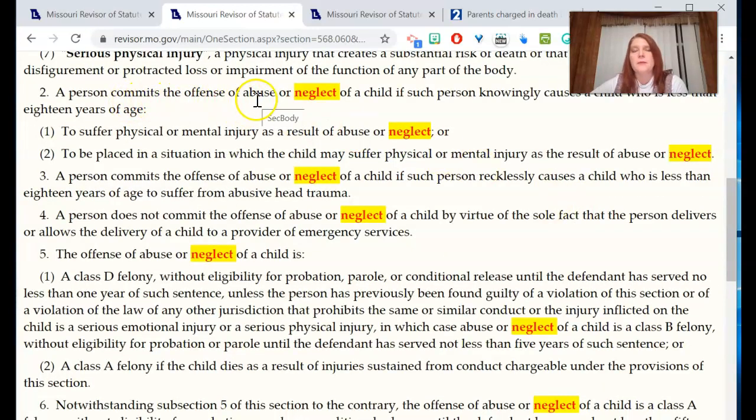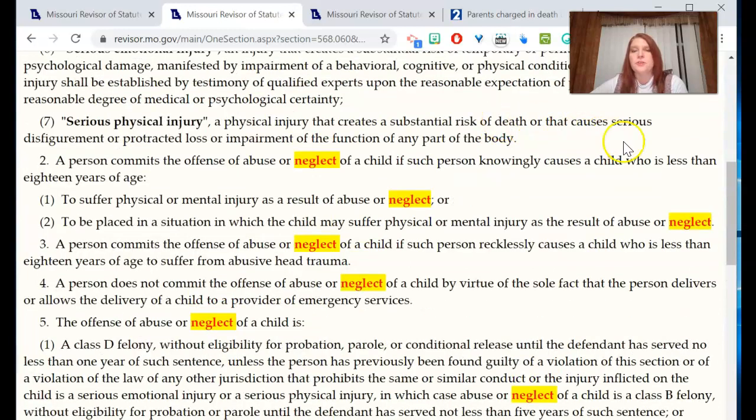The person commits the offense of abuse or neglect of a child if such a person knowingly causes a child who's less than 18 years of age to suffer physical or mental injury as a result of abuse or neglect, or to be placed in a situation in which the child may suffer physical or mental injury as a result of abuse or neglect. The person commits the offense of abuse or neglect of a child if such person recklessly causes a child who's less than 18 years of age to suffer from abusive head trauma. So there's lots of different ones on here that it could be.